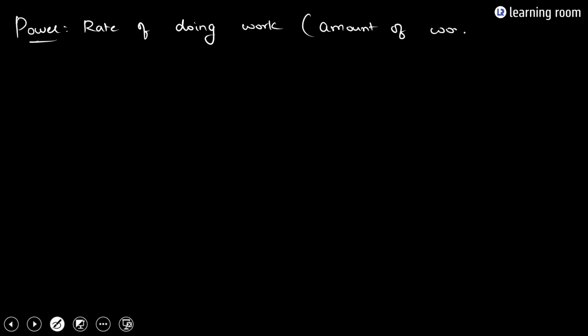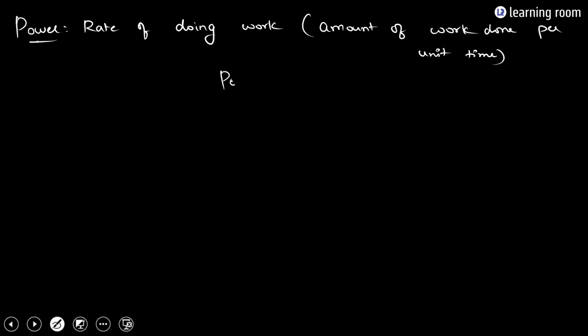So write down the next heading as power. So we saw what is work, what is energy. Now we are going to concentrate on what is power. Okay. Power is defined as the rate of doing work. Means it is defined as the amount of work done per unit time.